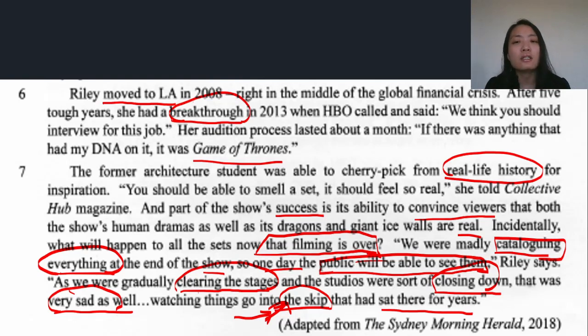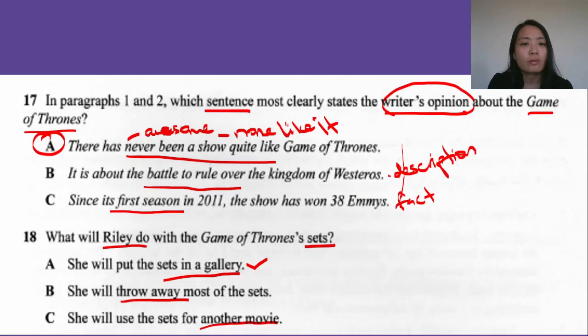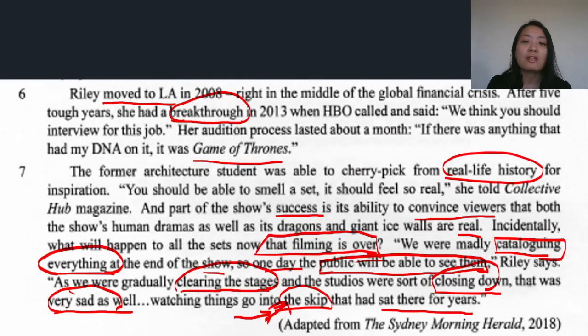So we go back to the question. It says here, what will she do with the set? Is she going to put it in a gallery, or throw away most of it? You have the word most. Or use it for another movie? We know that she didn't say anything about using it for another movie. And then it says here that she's going to put it in a gallery. But is she also going to throw away most of it? So actually, without me telling you the answer, you know already. Actually, the second option looks better.